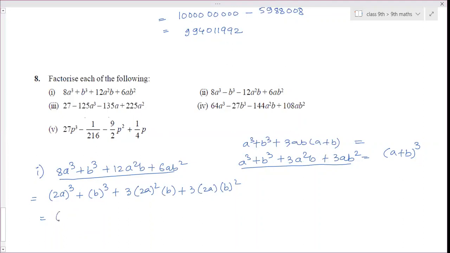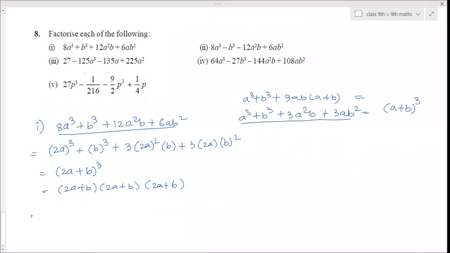So what is a here? What is the first term? 2a. And what is the second term? b. And all are positive signs, so it is plus b whole cube. So the factors are 2a plus b, 2a plus b, into 2a plus b. Clear?